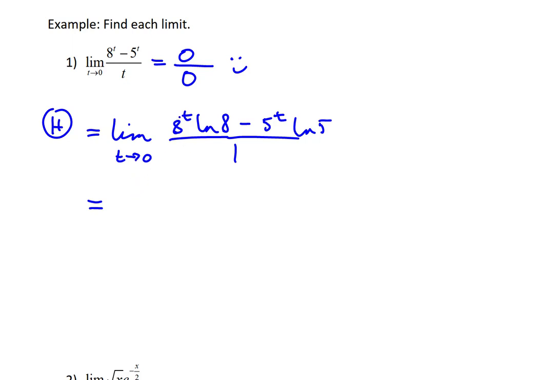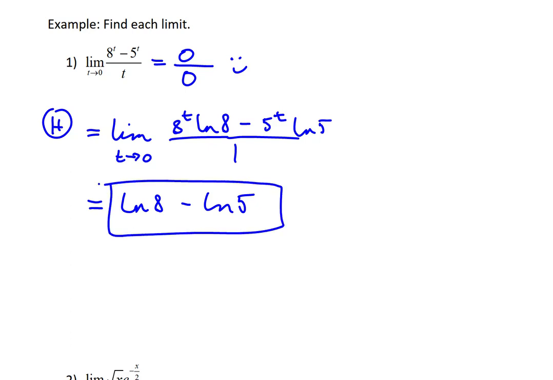So if I plug in t as 0, I'll have the natural log of 8 simply as that first term, and then for the second term, the natural log of 5. 5 to the t would be 5 to the 0, which is 1. So natural log of 8 minus natural log of 5 is how we can do direct substitution.